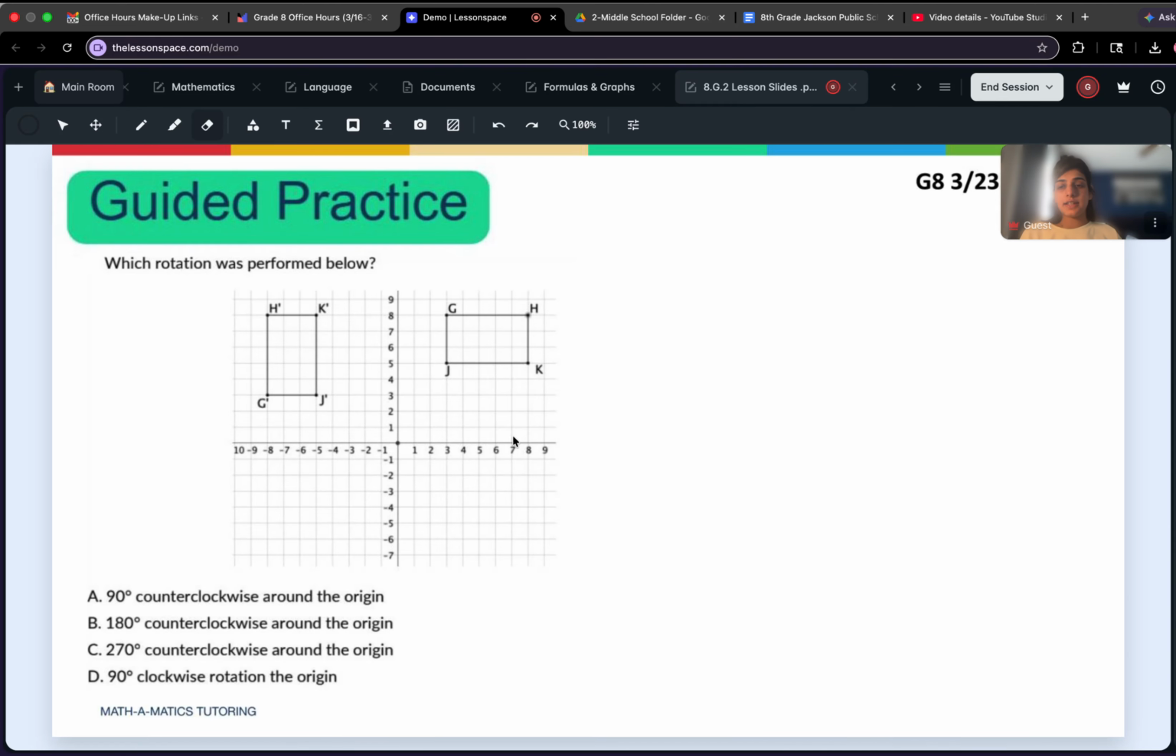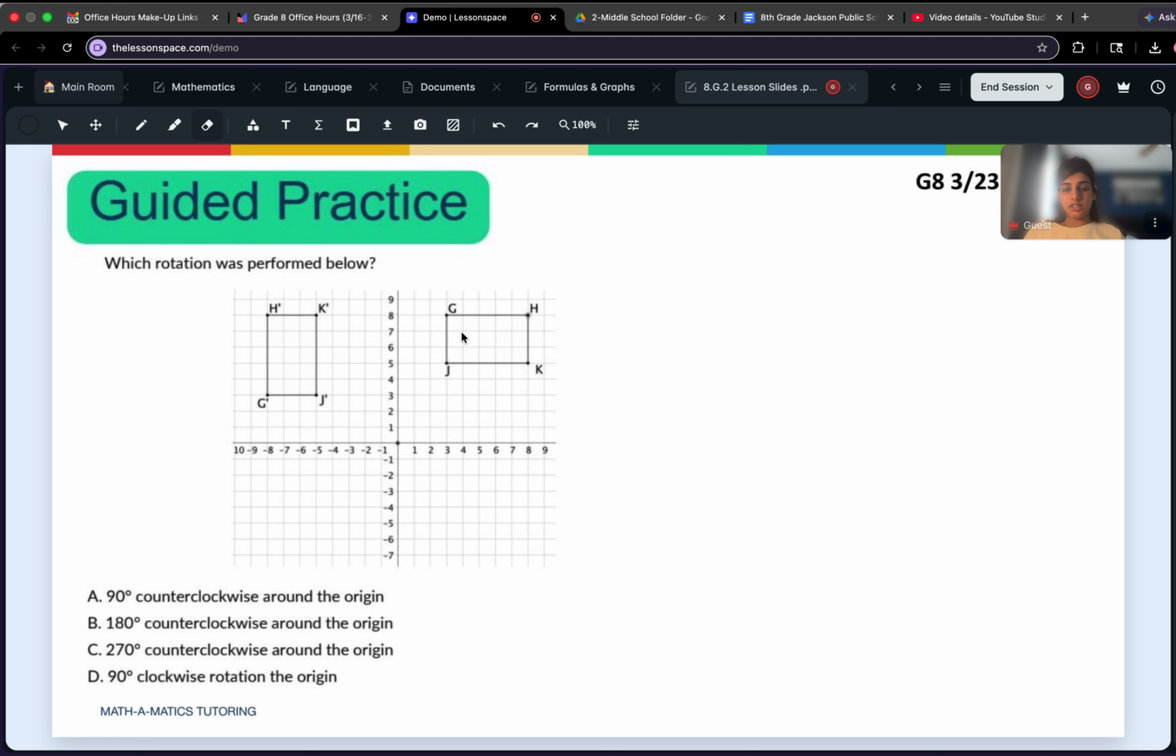All right, this is guided practice and this is for grade 8. The very first thing today we have to do is find out which rotation was performed on the shape, which is a rectangle. If you consider this as the original diagram, we have to see exactly which rotation would make a transition from this shape to this one.